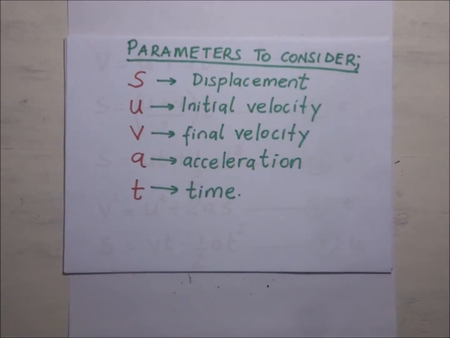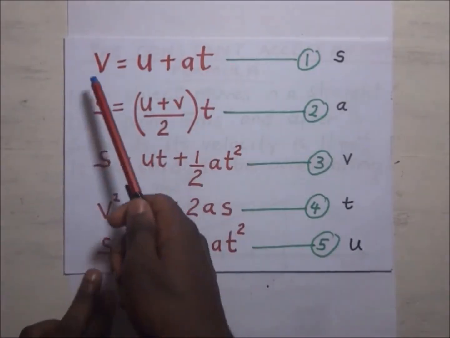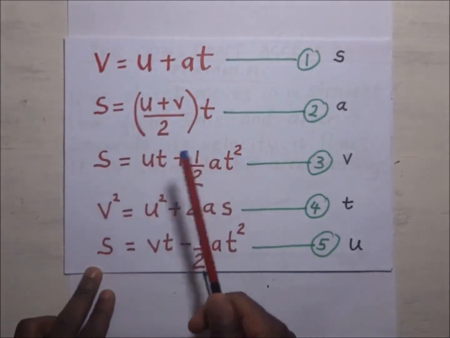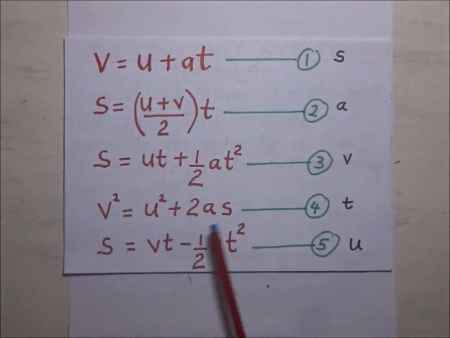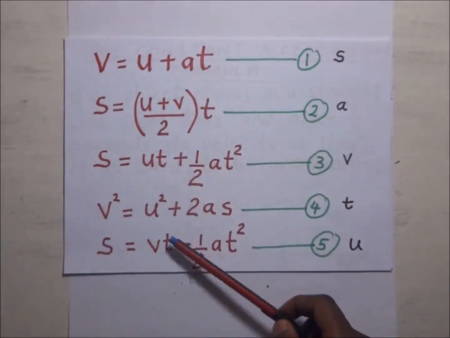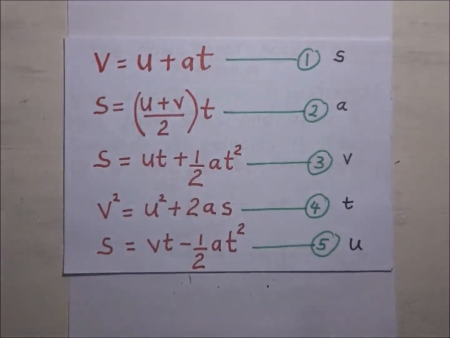Now, what are these equations that we are trying to derive? The equations of motion are basically 5. We have the first equation of motion, which is V is equal to U plus AT. We have this one, we have that one. For displacement, we have this one, V squared is equal to U squared plus 2AS, and then finally that one.